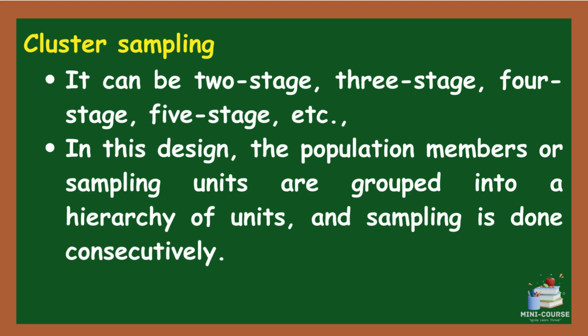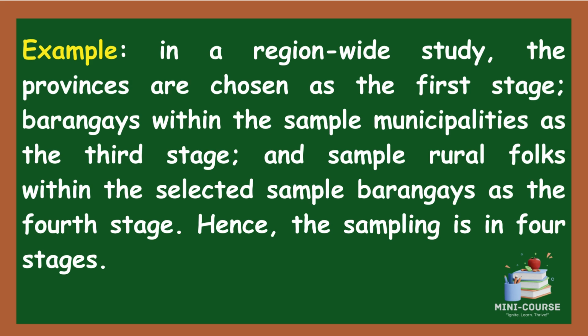In this design, the population members or sampling units are grouped into a hierarchy of units, and sampling is done consecutively. Example: in a region-wide study, the provinces are chosen as the first stage, barangays within the sample municipalities as the third stage, and sample rural folks within the selected sample barangays as the fourth stage. Hence, the sampling is in 4 stages.